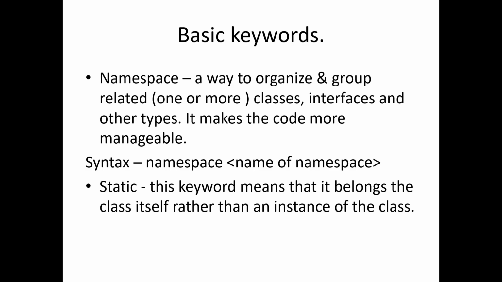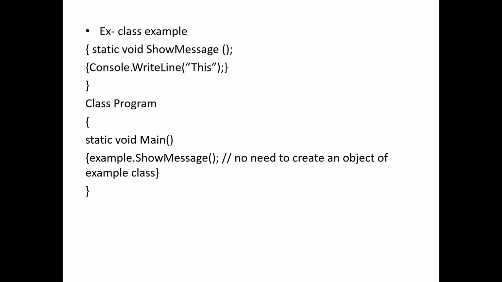The first keyword is namespace. Now, what is a namespace? A namespace is a way to organize and group related classes. In a namespace, there can be one or more classes which are related. We can also create a namespace for related interfaces or other types. It makes the code more manageable. It does not have a major impact on the code, but we can understand the code in a more manageable way.